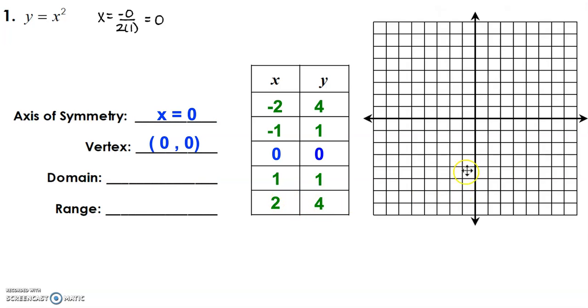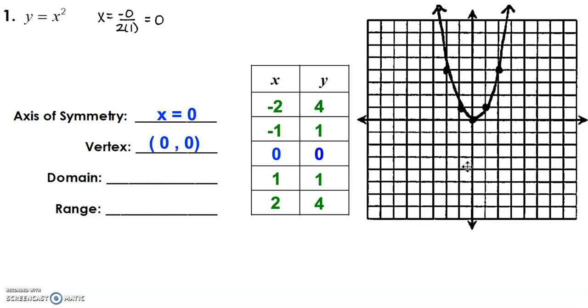When I plot those points and connect the parabola, it should look like this. I have my vertex at 0, 0, my points at negative 1, 1, and 1, 1, and then negative 2, positive 4, and positive 2, positive 4.